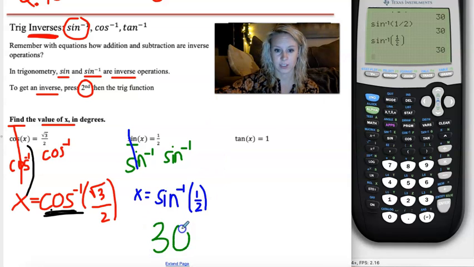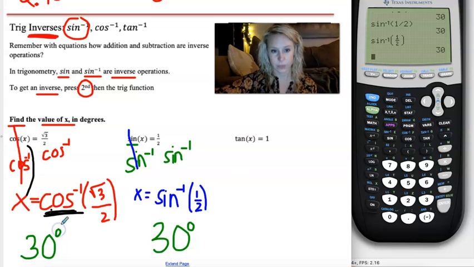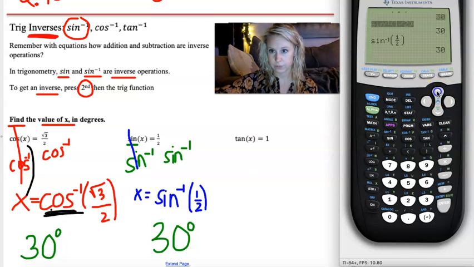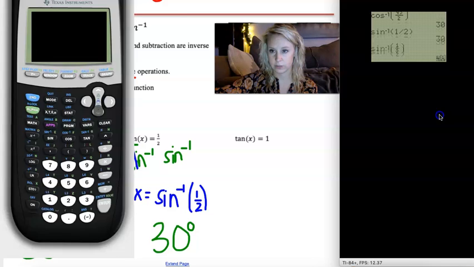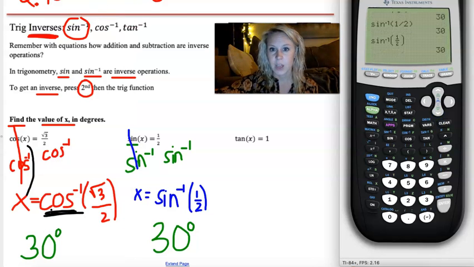Oh, I forgot to write the answer. Whoops. So la respuesta is 30. Okay? All right, the last one.